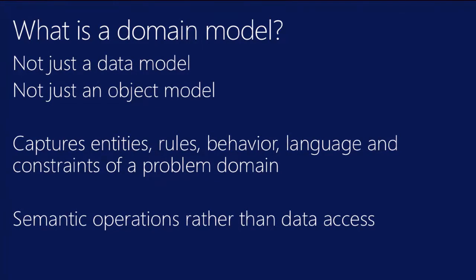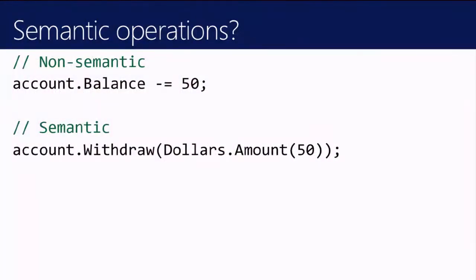As an example, consider the following code. We have an account, and that account has a balance. And the first operation on top says account.balance minus equals 50. So we subtract 50 from the balance. And what does that mean? Well, it could mean anything. The second is semantic. It shows intent. It says that we have an account, we withdraw something from the account.